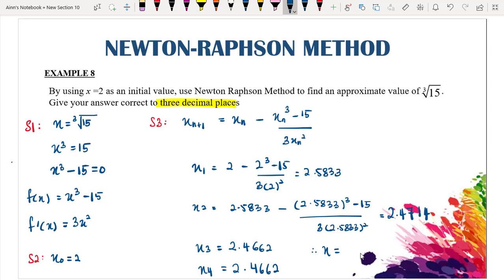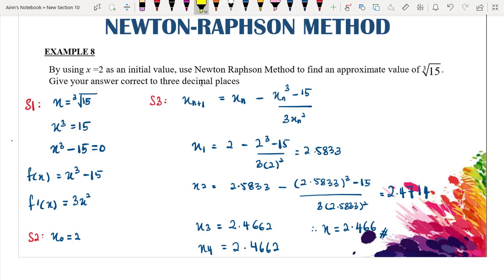So what we need to do, we need to do the conclusion. Our x equals to 2.466, because the question asks for 3 decimal places, so your final answer should be in 3 decimal places. Thank you.